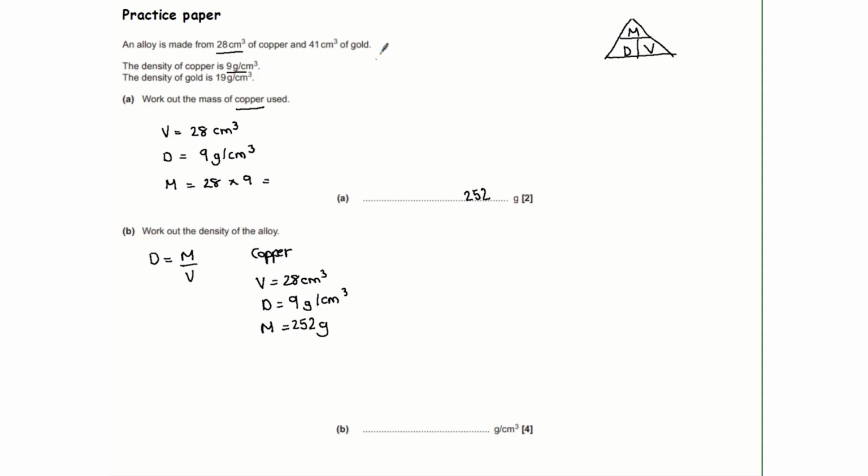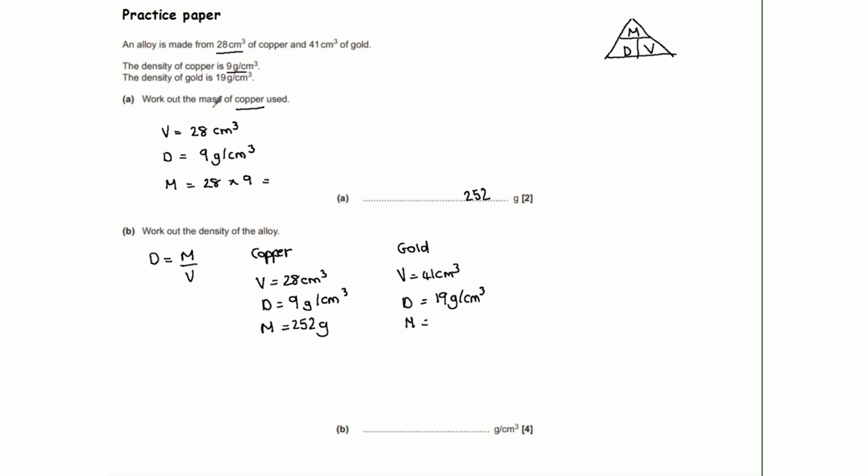So what do we have for gold? So far, I have the volume, which is 41 centimetres cubed. I have the density, which is 19 grams per centimetre cubed, but I don't have its mass. To work out the density of the alloy, which is mass divided by volume, I need to know the total mass that I'm working with. So I need to know what the mass for the gold is.